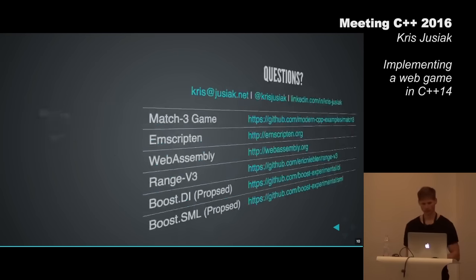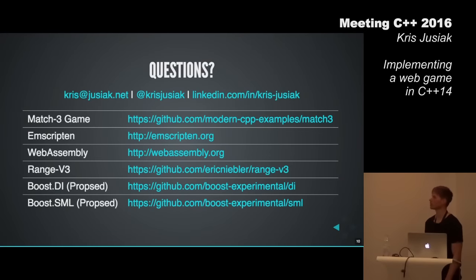So with that, you have the links. If you want to play the game, you can go to the first link and just play it on your device. If you have iOS, it might be slow because you probably won't have WebAssembly on your device, because it's impossible to get it on iOS. And V8, which is Android's JavaScript virtual machine, is much faster because it's bytecode, instead of WebKit, which is kind of slow. Emscripten, WebAssembly, Ranges, and those libraries, you can find them online.